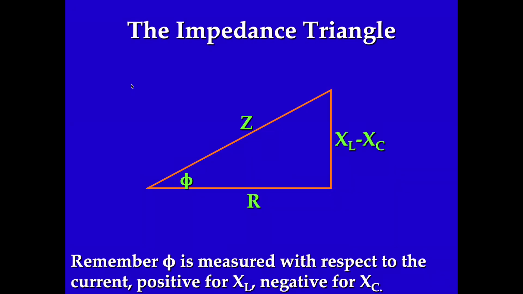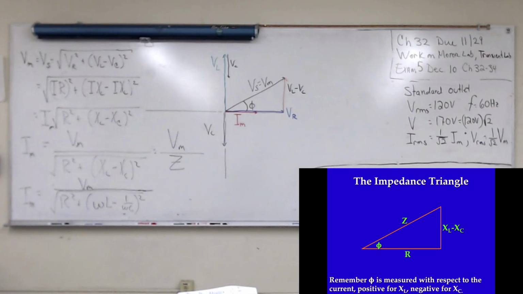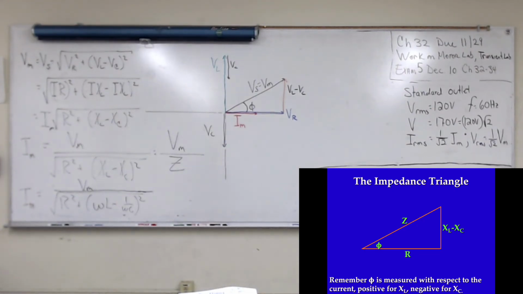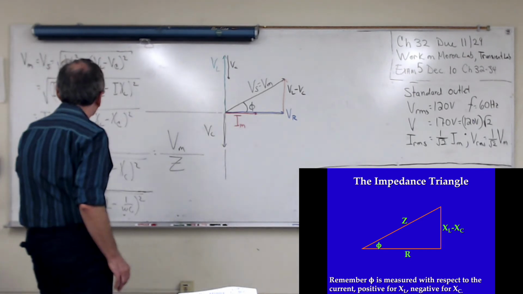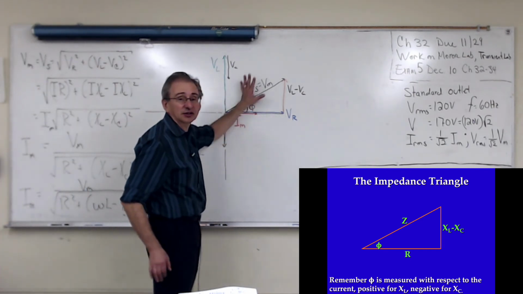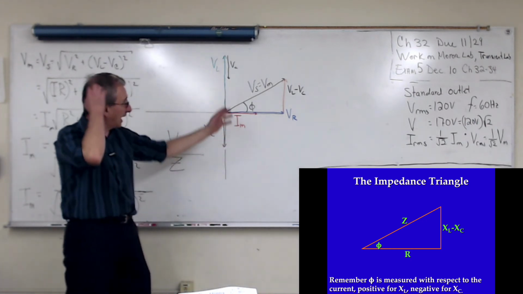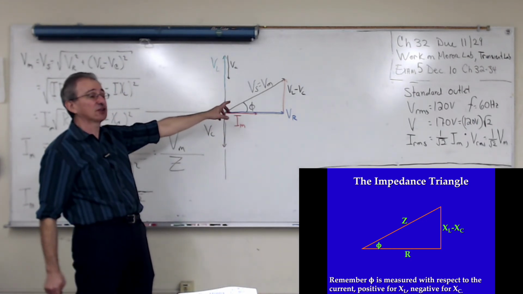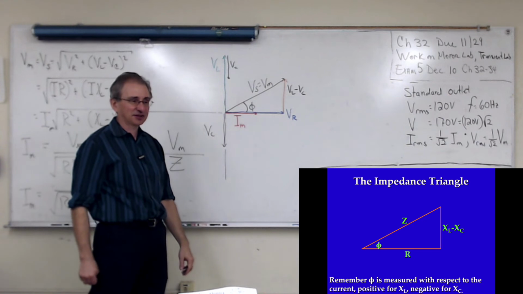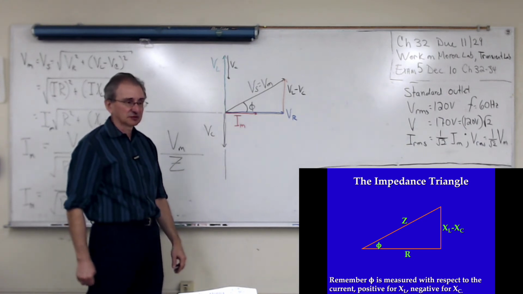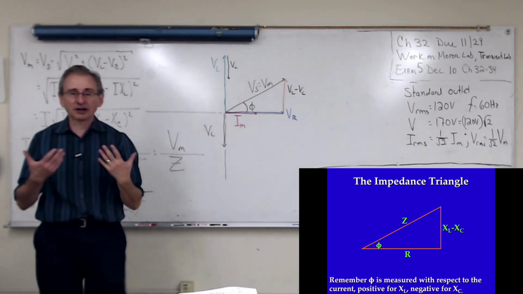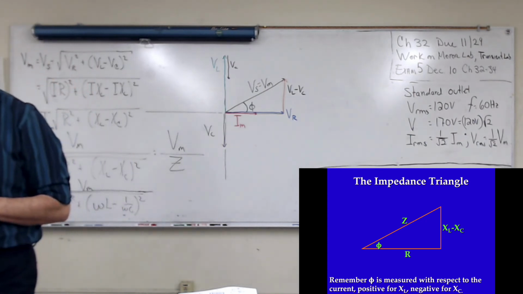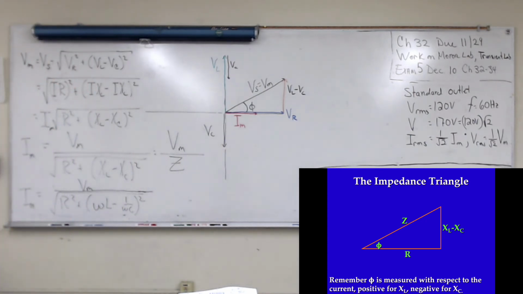That triangle that I drew, this triangle, there it is. This triangle right here is called the impedance triangle. And that triangle tells me everything I need to know about the RLC circuit. If you memorize that triangle, you'll know everything about the RLC circuit. Okay?